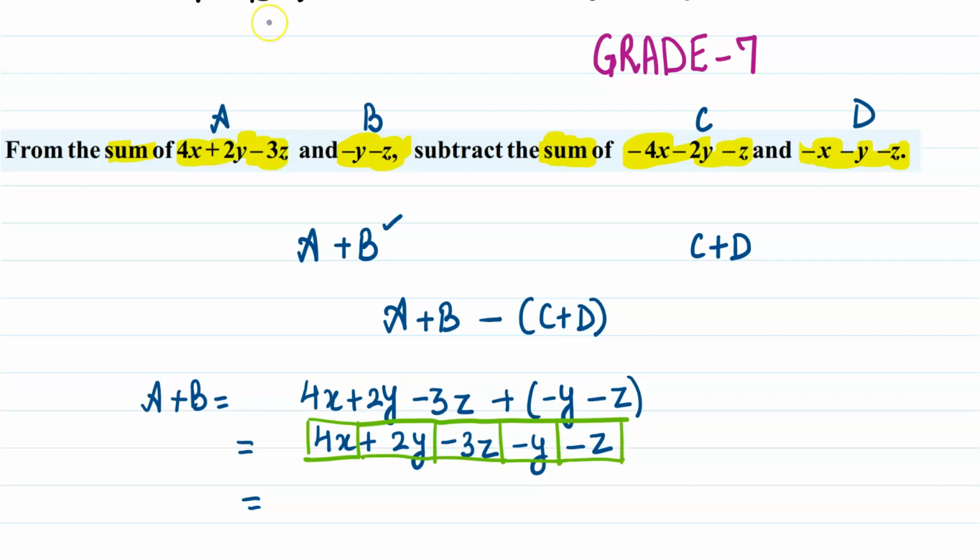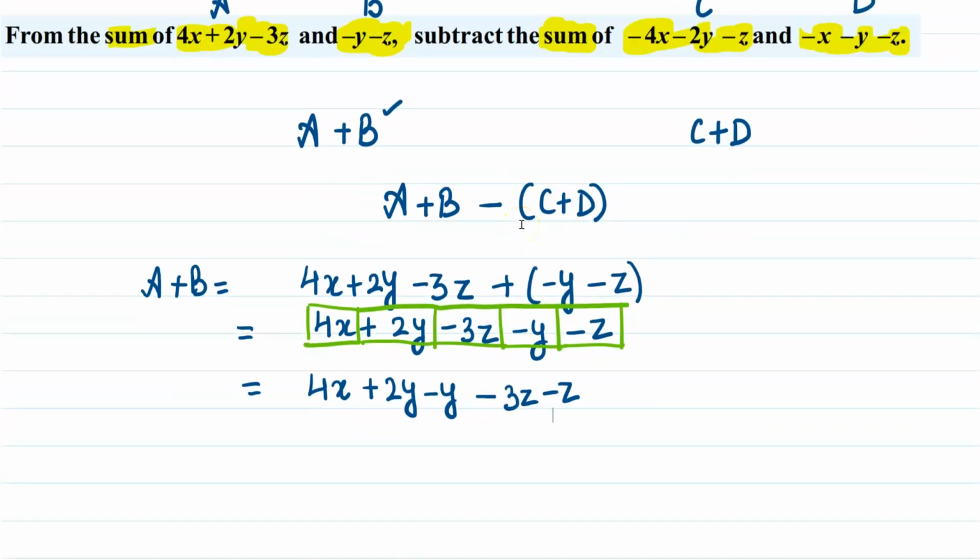So we'll bring 4x only. The 4x is alone. It has no other like term. So we have now plus 2y. So minus y and plus 2y are like terms. Then minus 3z and minus z are like terms. So let's simplify. 4x plus y and minus 3z and minus z. This will give us minus 4z.